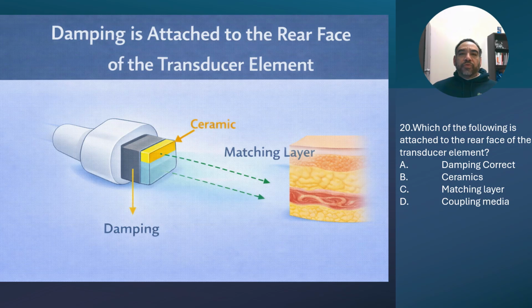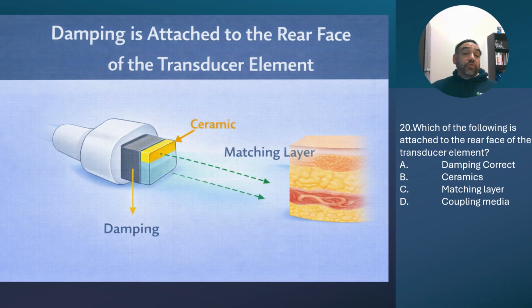It stops the crystal from vibrating too long, and its main purpose is to shorten the pulse, reduce the ringing, and improve axial resolution. And so without damping, the crystal would just ring like a bell, and it would produce a long pulse, and you'd end up with poor resolution. So the rear of the crystal, the damping, the backing material improves all this.